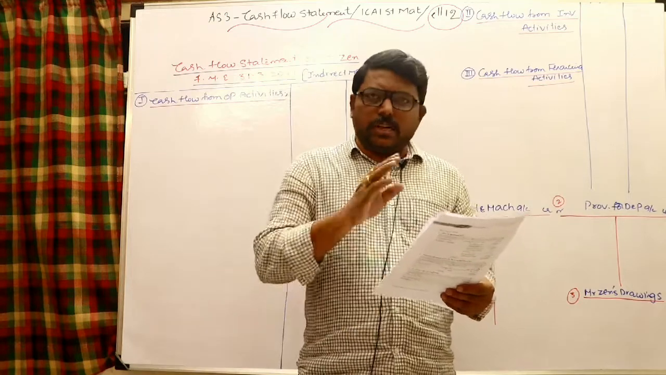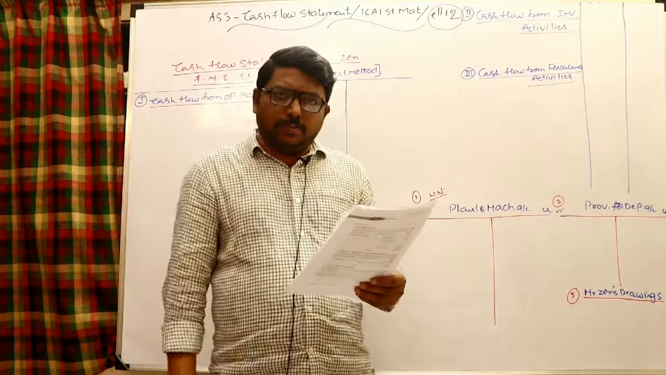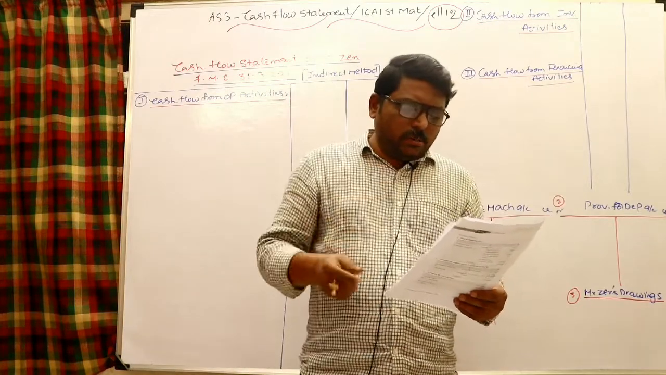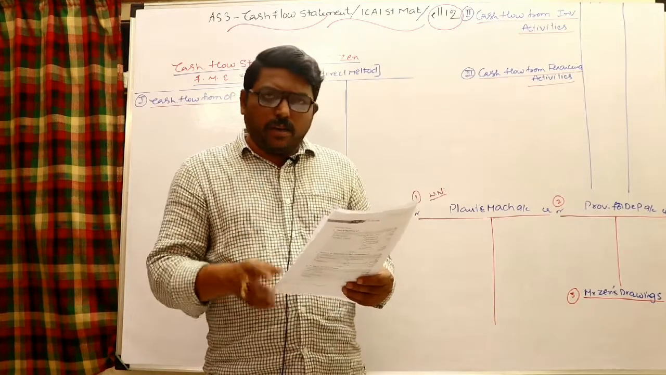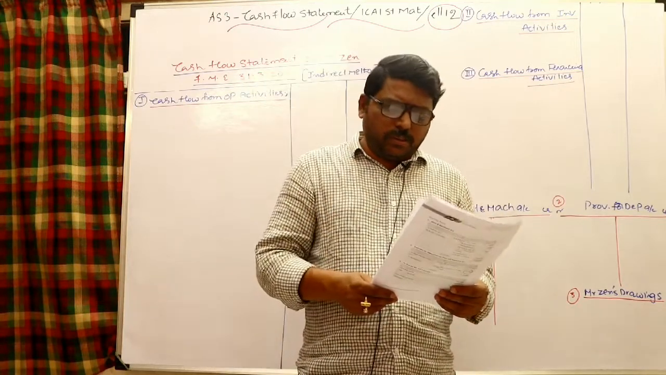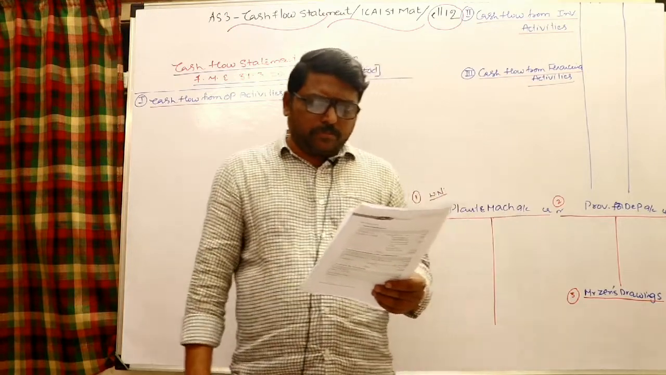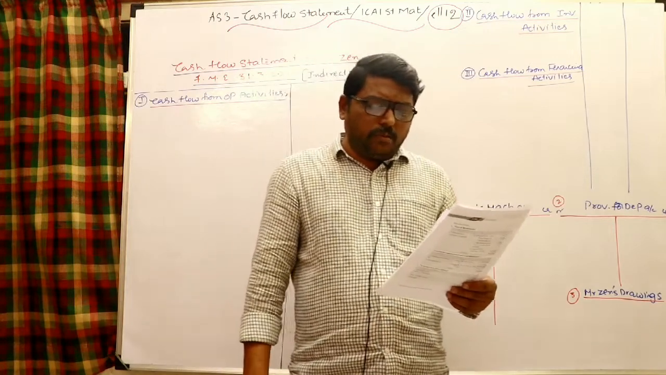Land: 6 lakhs, and land is a non-depreciable asset, and 8,80,000 at the end of the period. If nothing is mentioned regarding land in the adjustments, we can say there is a purchase of land of 2,80,000. Land 6 lakhs, 8,80,000, so 2,80,000 is the purchase of land. Next, plant and machinery: 6,40,000 in the beginning, and at the end 4,40,000.